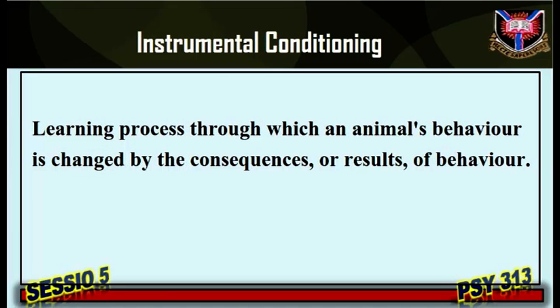Instrumental conditioning. Instrumental conditioning is another method by which animals learn. It is a learning process through which an animal's behavior is changed by the consequences or results of behavior.